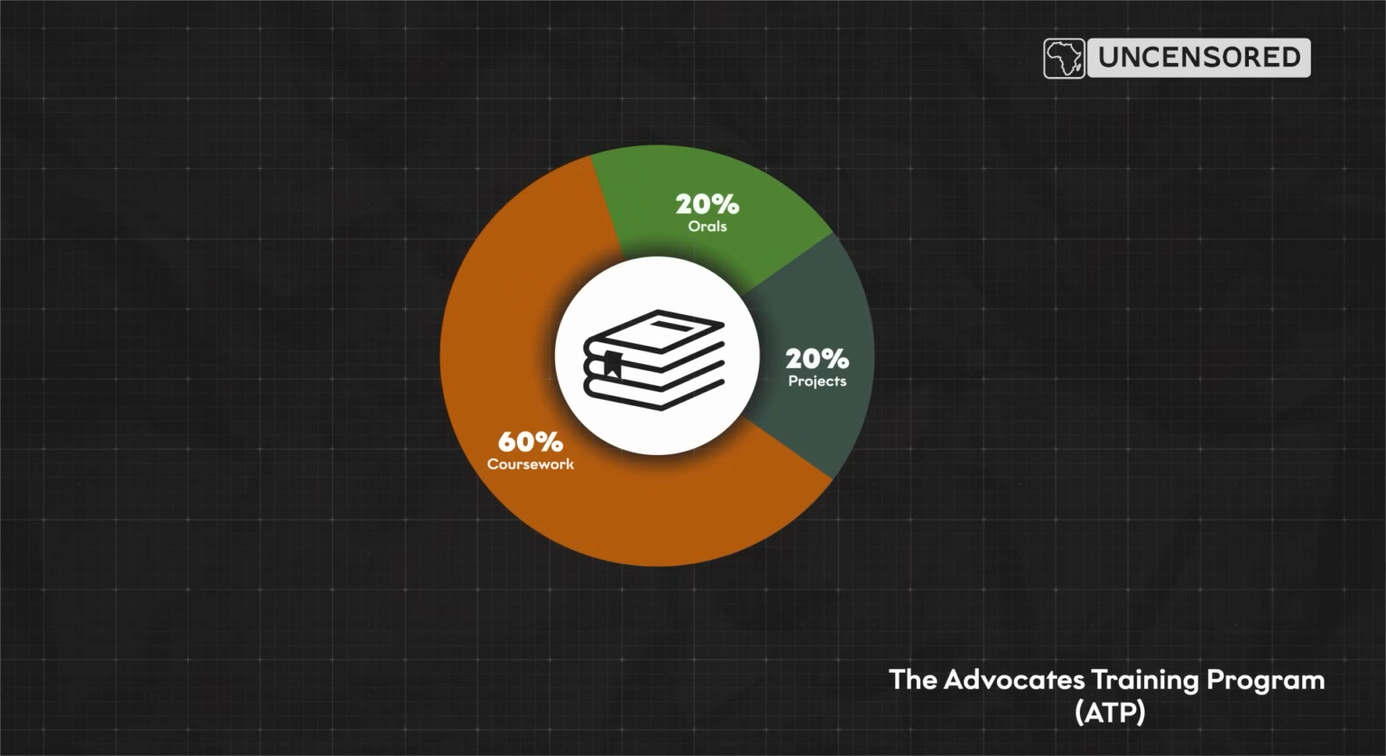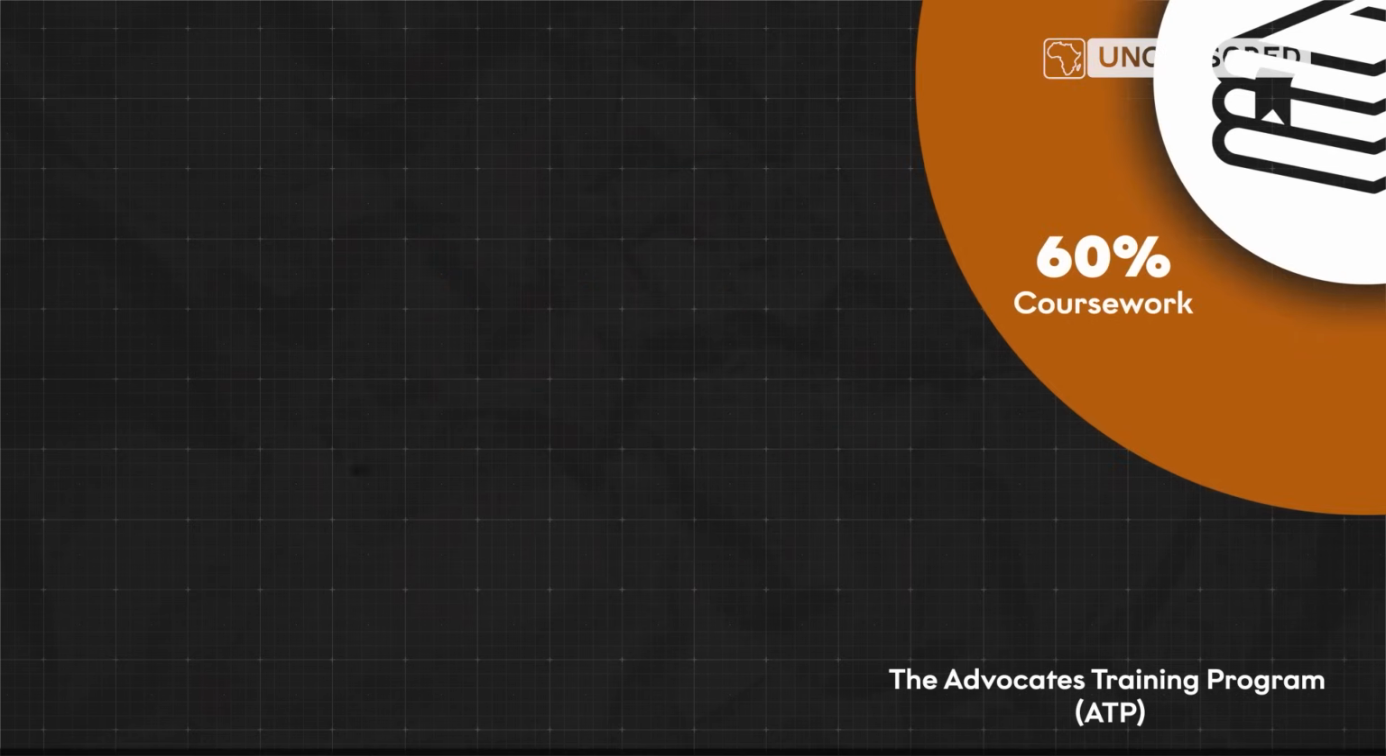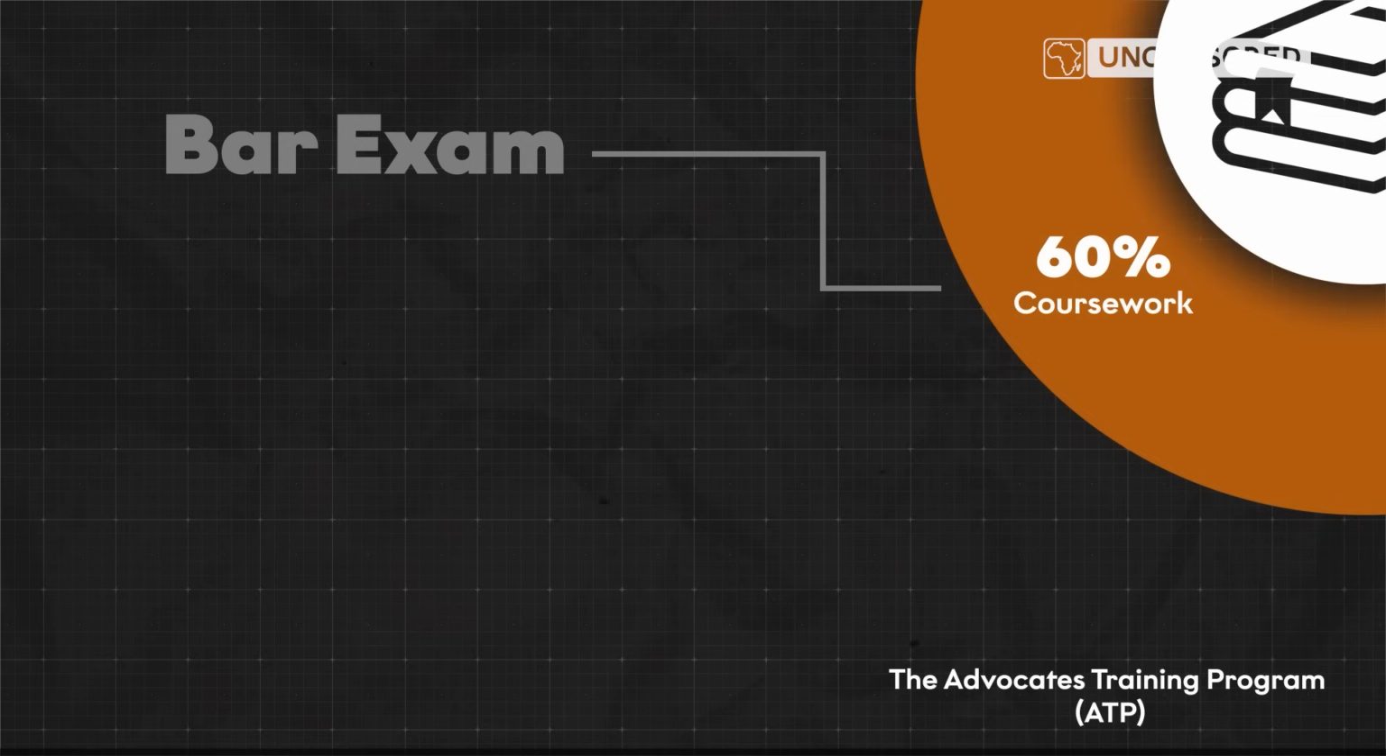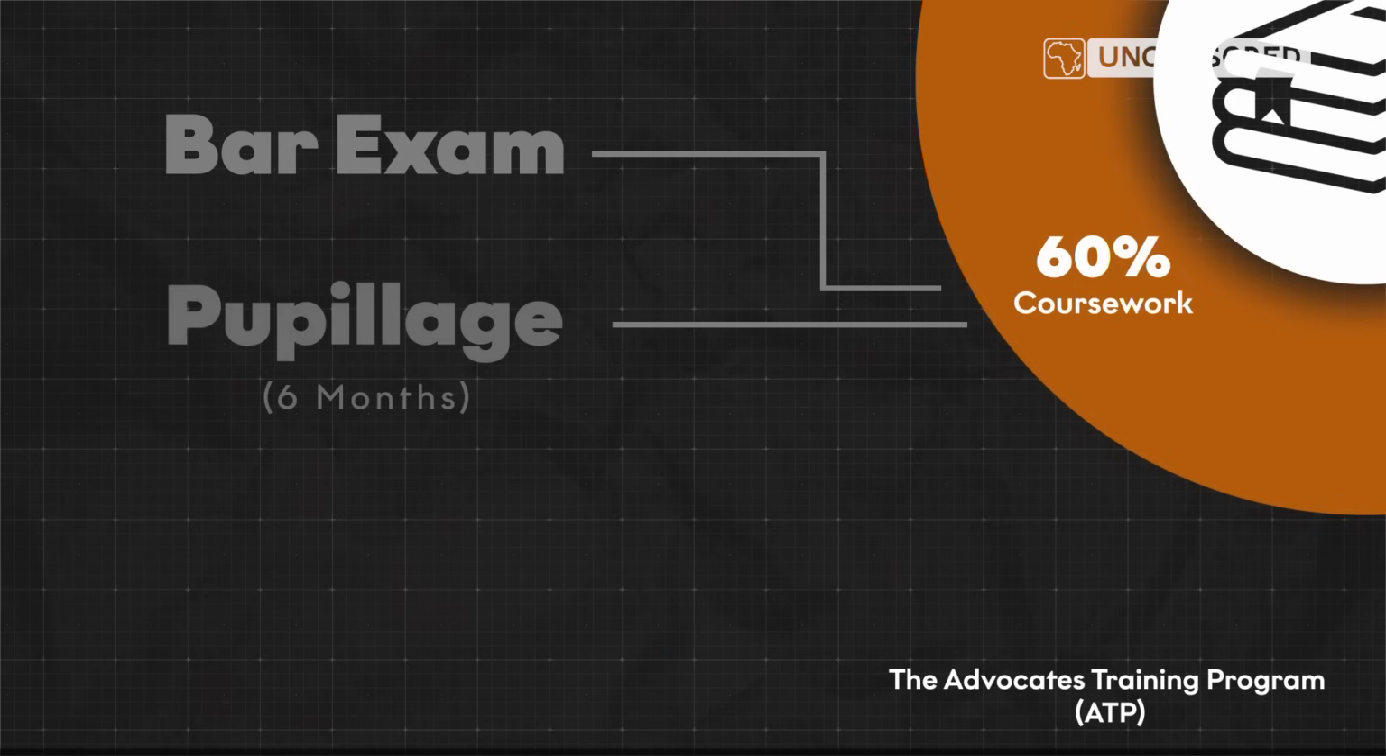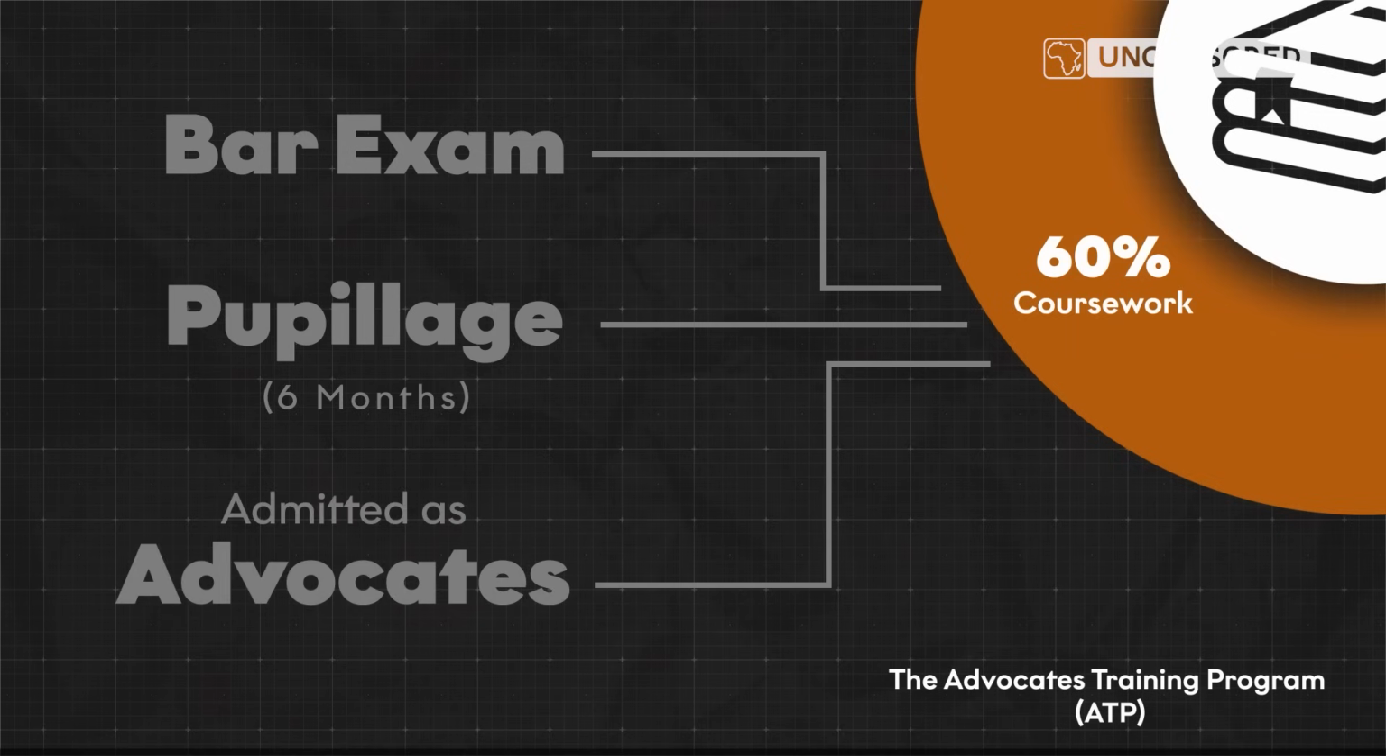After completing the coursework, projects, and oral exams, their knowledge on the coursework is tested through the bar exam. Upon passing, they proceed to a 6-month pupillage. Only after completing all these stages do they qualify to be admitted as advocates.